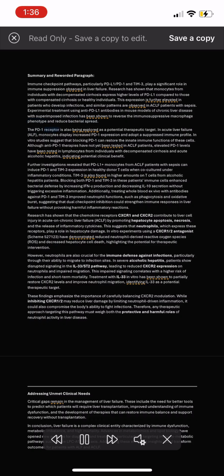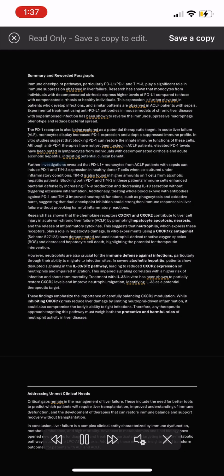The PD-1 receptor is also being explored as a potential therapeutic target. In acute liver failure, ALF, monocytes display increased PD-1 expression and adopt a suppressed immune profile. In vitro studies suggest that blocking PD-1 can restore the innate immune functions of these cells. Although anti-PD-1 therapies have not yet been tested in ACLF patients, elevated PD-1 levels have been noted in lymphocytes from individuals with decompensated cirrhosis and acute alcoholic hepatitis, indicating potential clinical benefit.